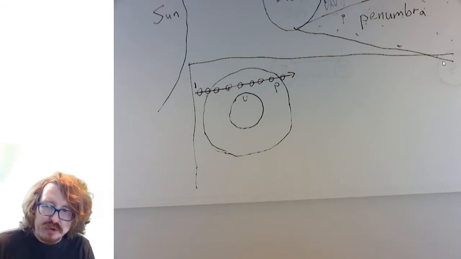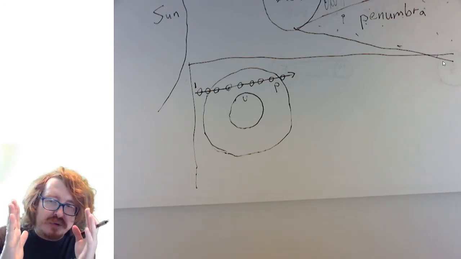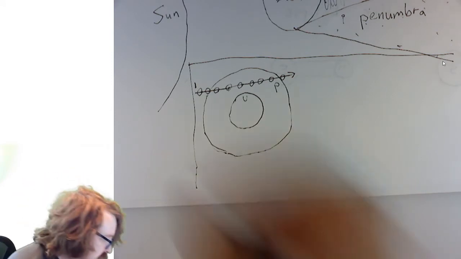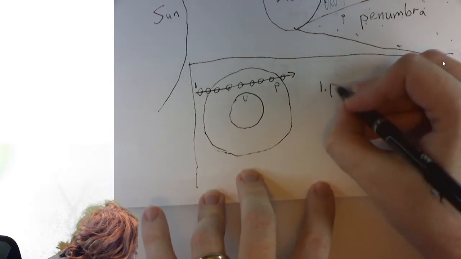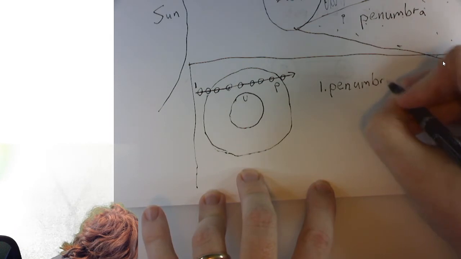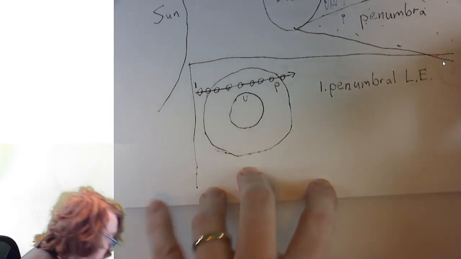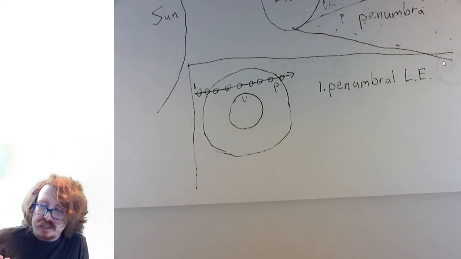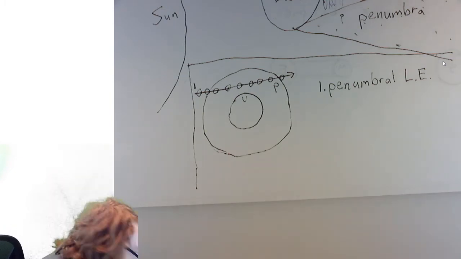So this type of lunar eclipse is boring. If you don't have a picture of the moon to compare it to, like a regular full moon, you won't even notice it. So the first type of eclipse is called a penumbral lunar eclipse. So a penumbral lunar eclipse is the boring lunar eclipse. It's a slightly dim full moon. Okay.